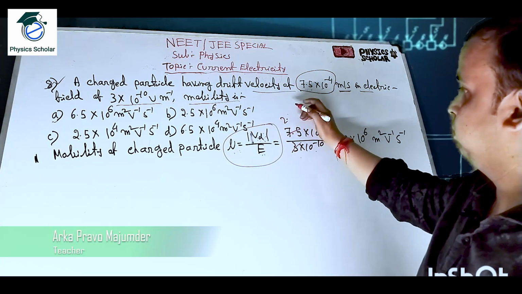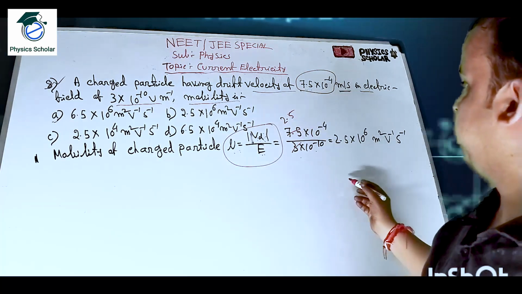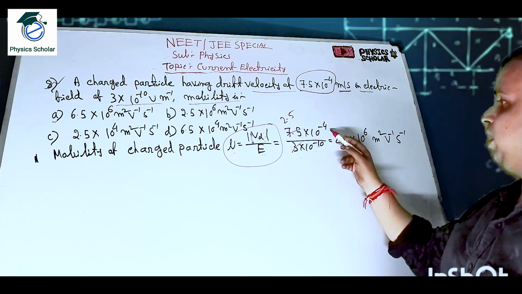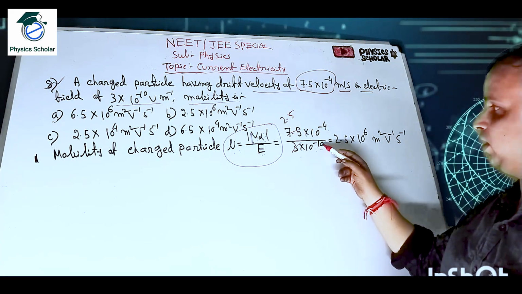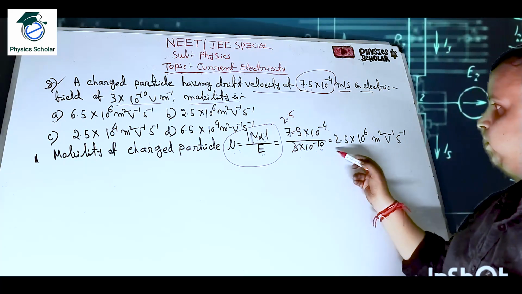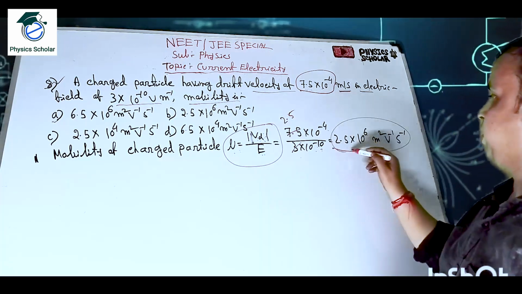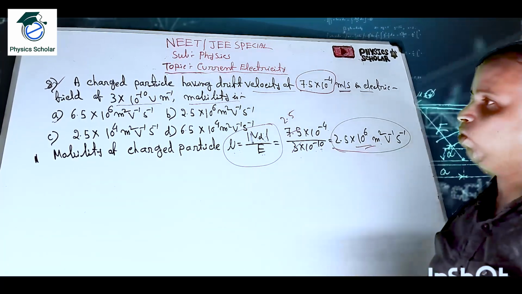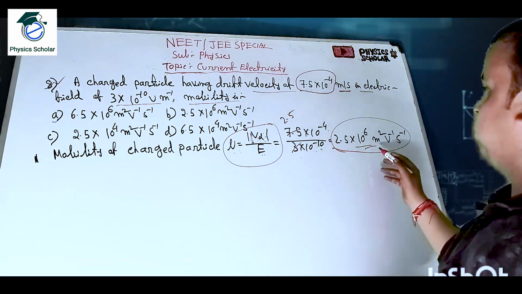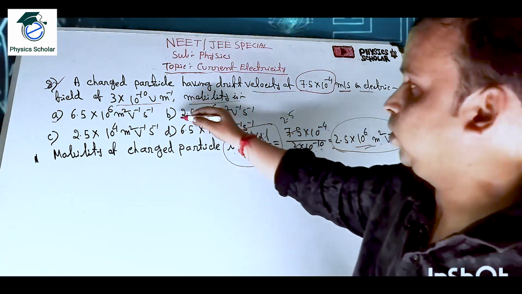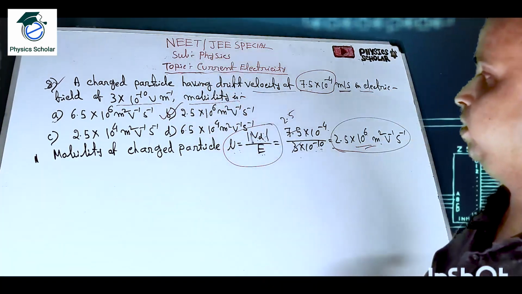So it will be 2.5, and 10⁻⁴ over 10⁻¹⁰, so when it goes up, it will be 10⁺⁶. So 2.5 × 10⁶ meter square per volt per second. So option number B will be the correct option.